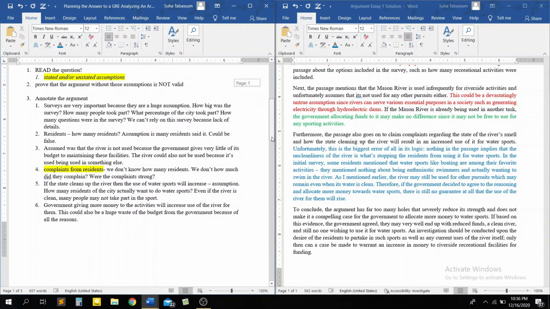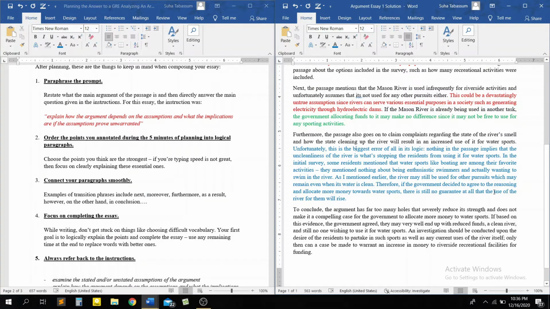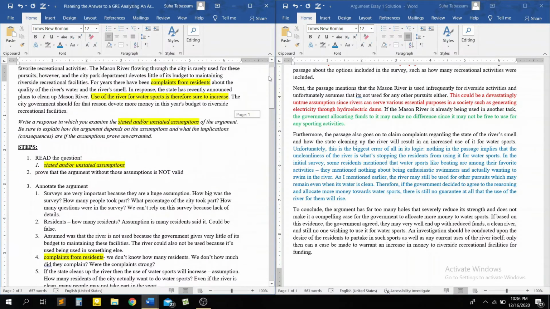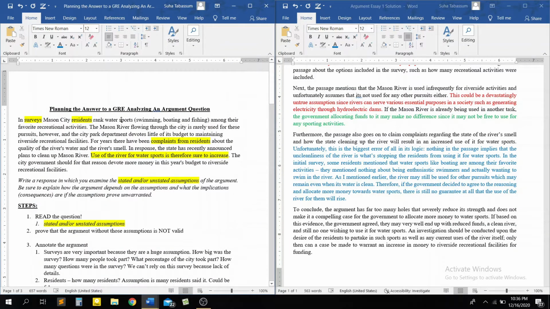So what did I say in this paragraph? I stated that the passage said that if the river was clean, then the sporting activity would increase. But the main problem was that they didn't mention anything relating to people wanting to participate in the activities. Go back to the question. The surveys said that people marked these activities, swimming, boating, and fishing, as their favorite. But the surveys mention nothing about the people wanting to take part in these activities.